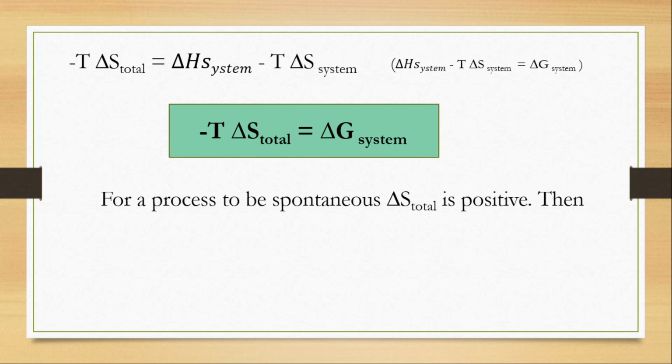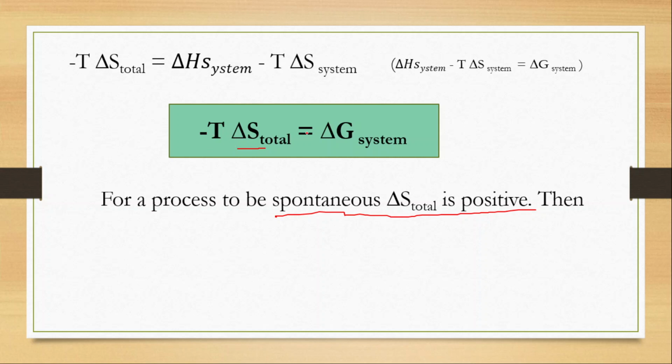So the spontaneity, now we can say that, if delta S is positive, we know that for any reaction to be spontaneous, delta S should be positive. If delta S is positive, then only the process is called a spontaneous process. I hope it is clear. This condition already from the second law we have discussed. If reaction has to be spontaneous, then delta S has to be positive. If delta S is positive, then this whole term becomes negative.